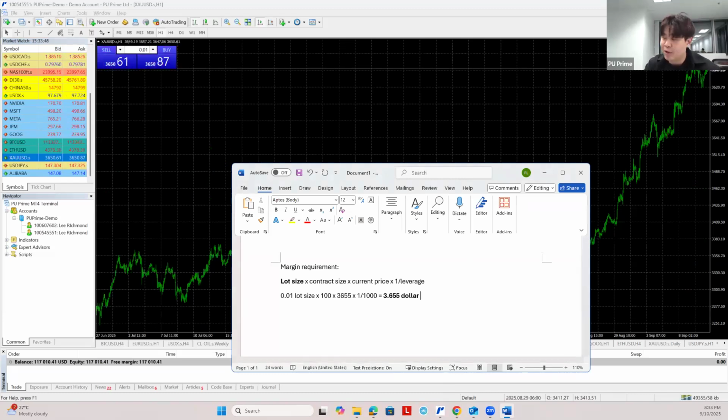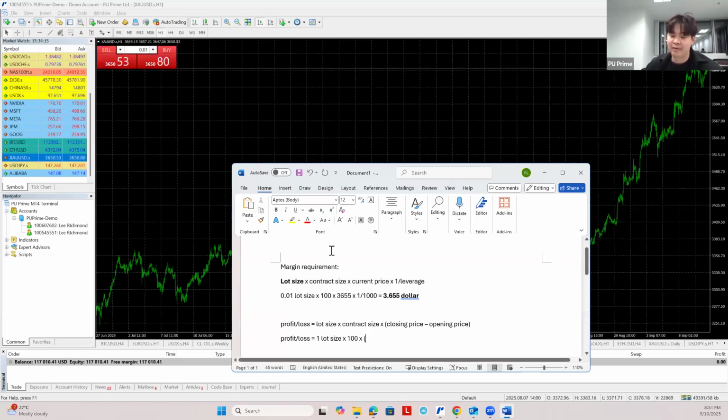And then the second step is you need to understand profit and loss. That's why this is the point where the lot size becomes important already. Because profit and loss calculation is lot size times contract size times closing price minus opening price. So let's say if I want to trade one lot of the gold, and I expect gold price currently is 3650. I expect it might be going up until 3675. So I just minus. Look, how much I'm going to earn if the gold price really going to reach the price here.